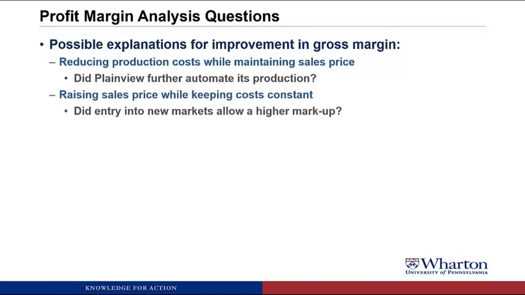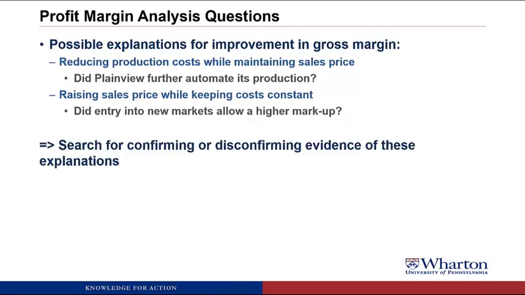Or were they able to raise the selling price while keeping costs constant? So we have the question, did the entry into new markets, the customized products, allow a higher markup? Or maybe it's a combination of both. There are no more ratios in the income statement that would allow us to drill down even further.